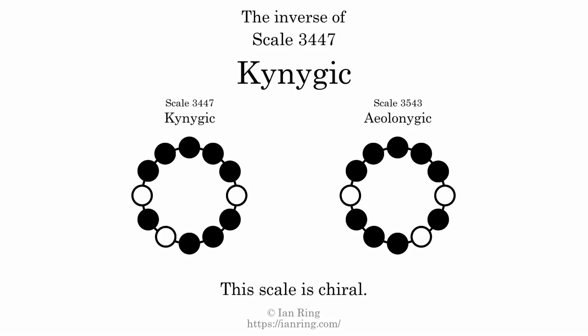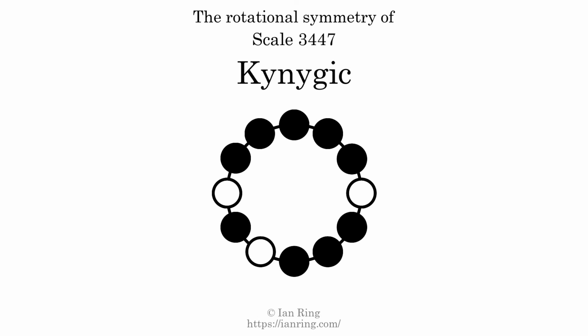The inverse of a scale is a mirror image. It is what you get when the sequence of intervals is reversed. The inverse of this scale is scale 3543, also known as Kynygic. This scale is chiral. It cannot transform into its inverse by rotational transformation. This scale has no rotational symmetry.